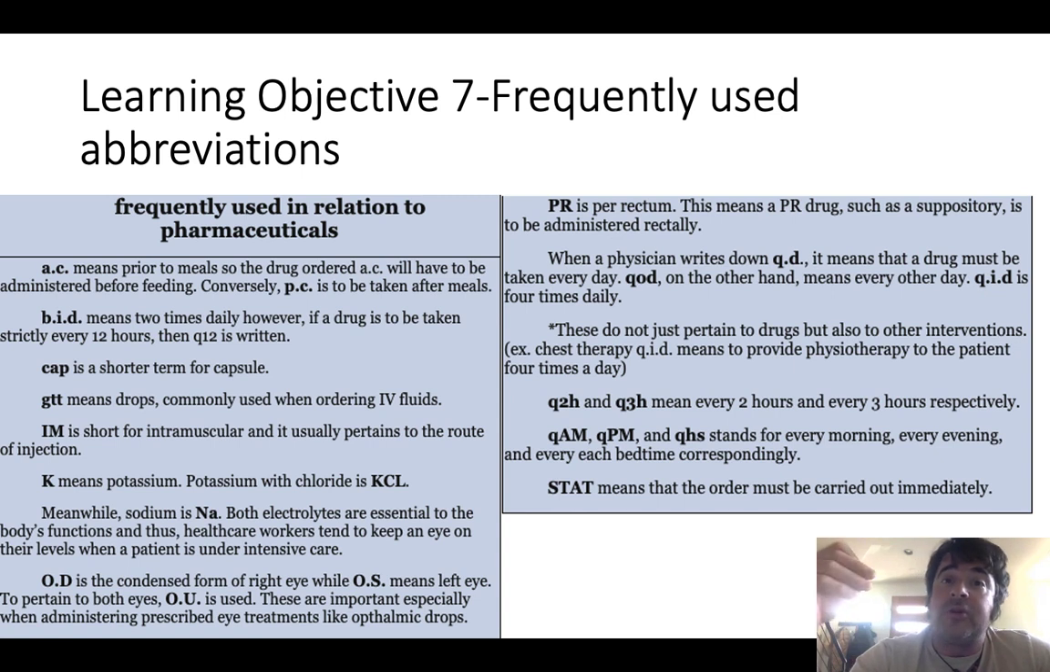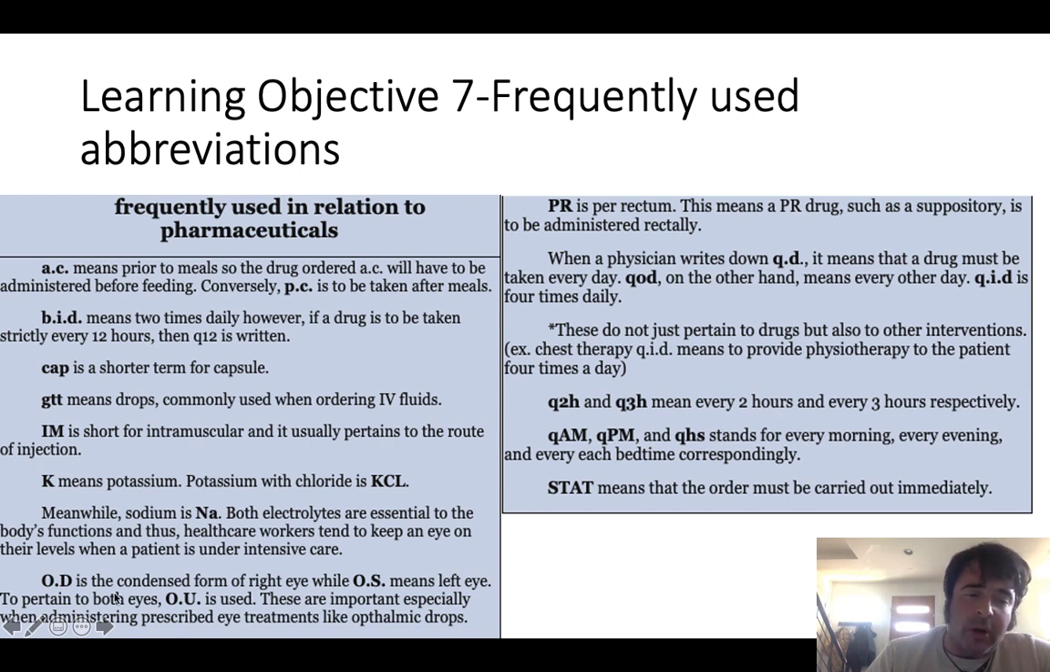Now, frequently used abbreviations. Abbreviations are a little bit different than acronyms because they're not necessarily using the first letter, they're just abbreviating something. So if you see AC, it means prior to a meal. PC is after a meal. BID means twice daily. TID means 3 times daily. GTT means drips. So you often set IV fluids or intravenous fluids as drips. IM is shorthand for intramuscular. Often with injections, you do IM injections directly into the muscle.